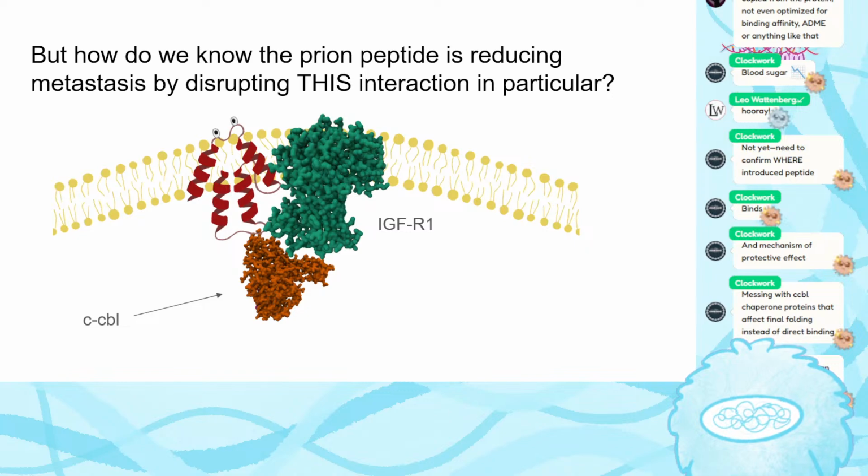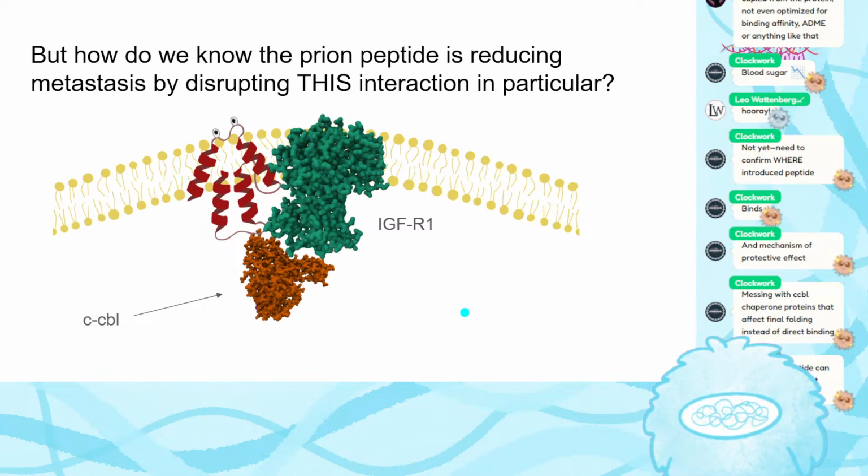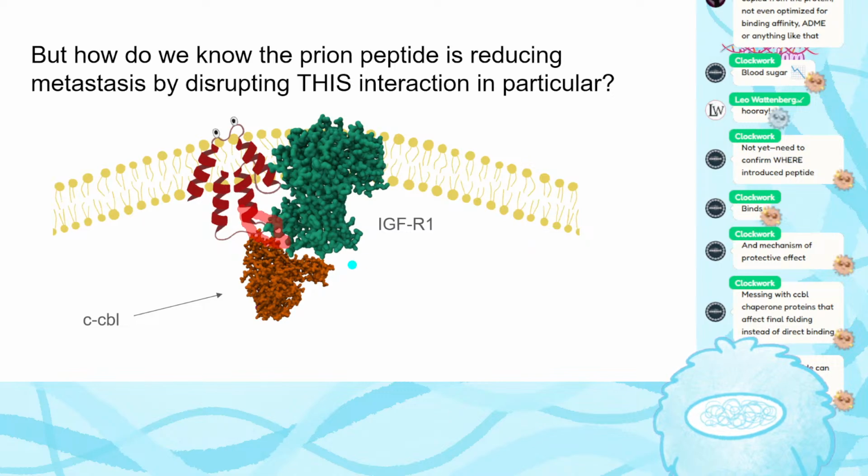And the way that you would test that is you have the interface by which CBL binds to the prion protein, right? Like, you know that it binds here. And what you can do is you can mutate the peptide so that it no longer binds CBL. And if you do that, and you introduce the peptide and it no longer works, that is much better. It's not perfect, right? This is a very hard question to answer perfectly.